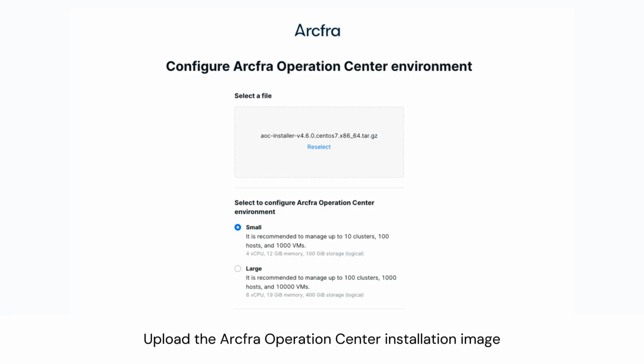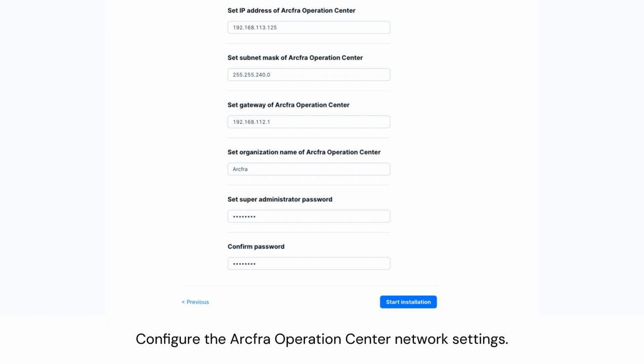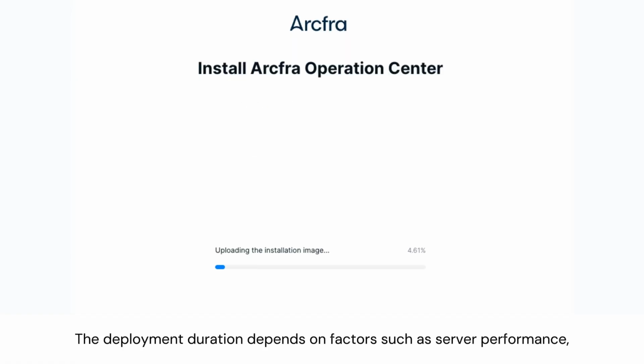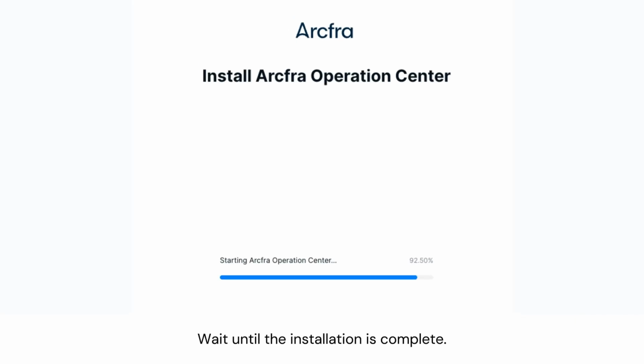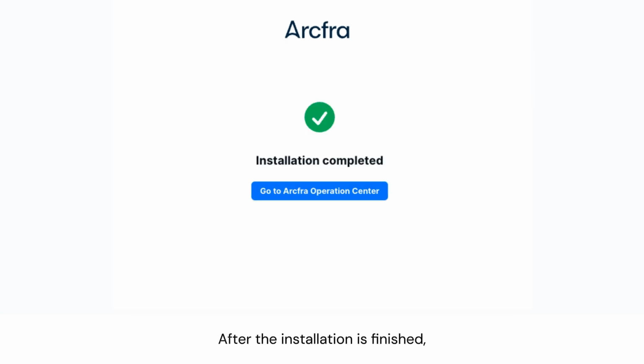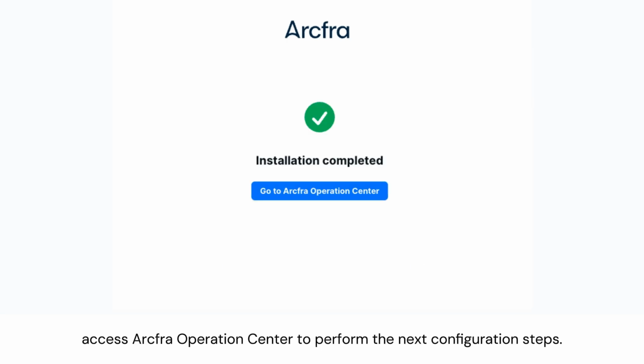Upload the Arcfra Operation Center installation image and configure the environment as needed. Configure the Arcfra Operation Center network settings. Define the organization name and set the super administrator password. After completing the configuration, start the installation. The deployment duration depends on factors such as server performance and network speed. Wait until the installation is complete. After the installation is finished, access Arcfra Operation Center to perform the next configuration steps.